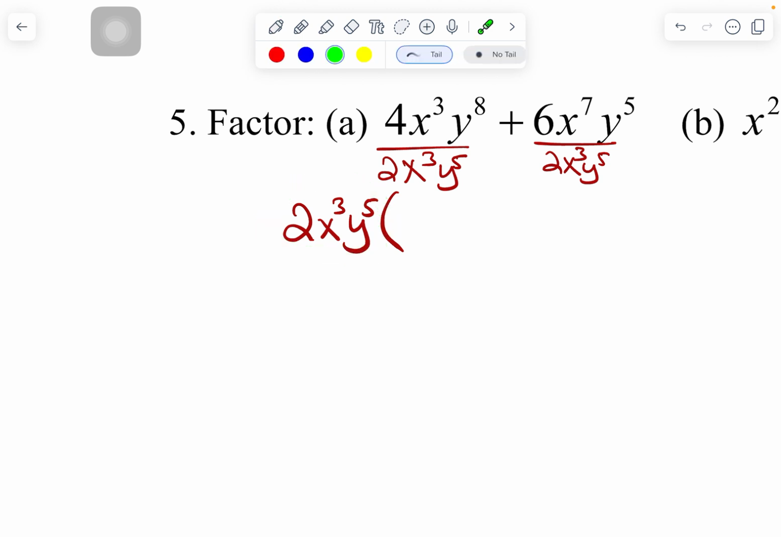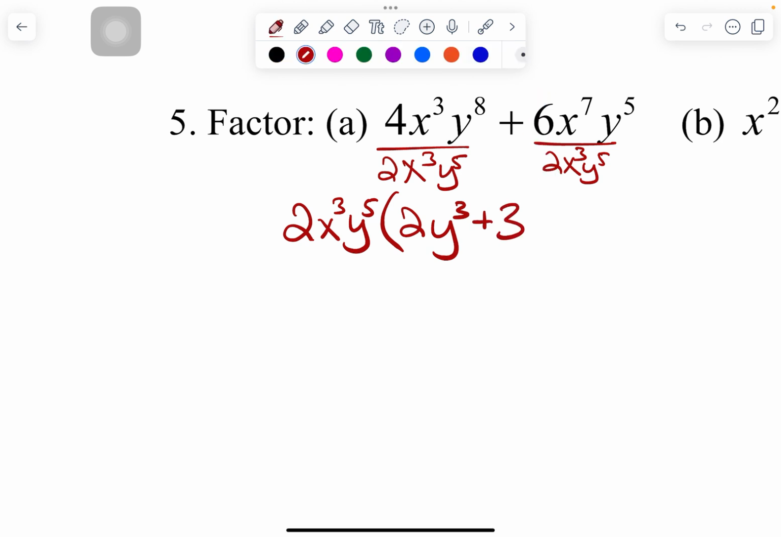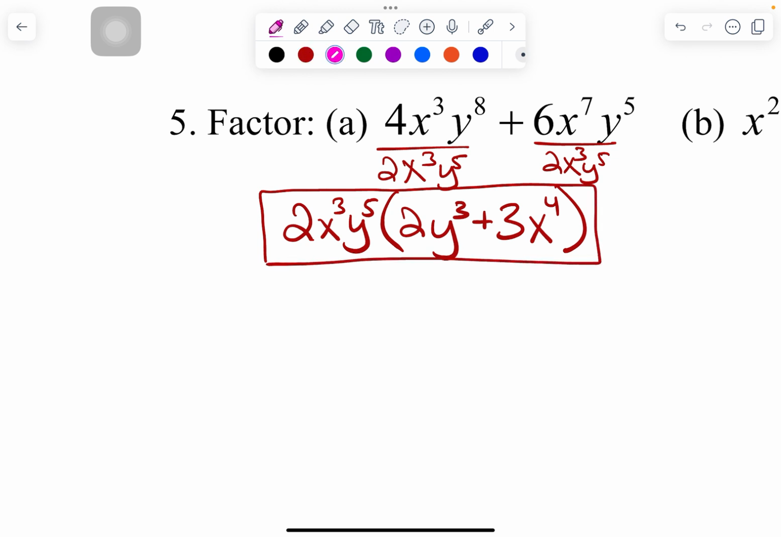So then let's actually do some division here. 4 divided by 2 is 2. All the x's have been canceled, right? X to the third over x to the third. Now, y to the eighth, factoring out a y to the fifth, we're going to do quotient rule, which means we're going to subtract. 8 minus 5 makes 3 y's left over. Plus 6 divided by 2 is 3. We got another quotient rule problem here. X to the seventh over x to the third. Subtract the exponents, you get x to the fourth. And y to the fifth over y to the fifth is gone. They have factored itself out. All right, so there is the answer to part A.